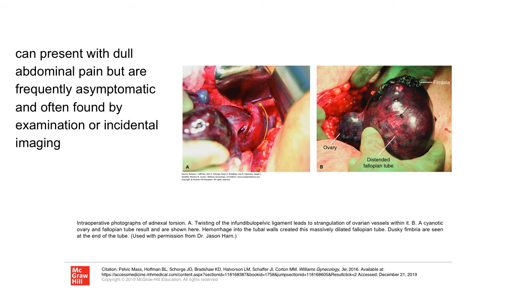Dermoids can present with dull abdominal pain but are frequently asymptomatic and often found by examination or incidental imaging. Dermoids also may present acutely with ovarian torsion, from the weight of the contents of the cyst, their ability to enlarge rapidly, or their floating location in the pelvis caused by high fat content.